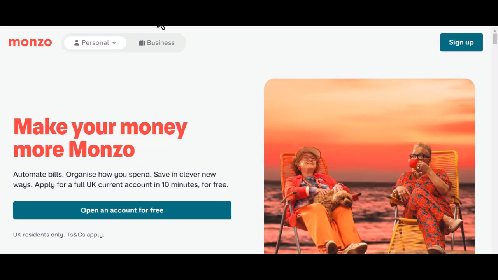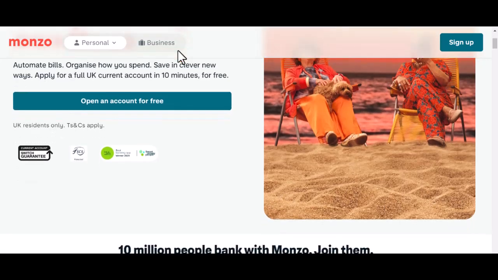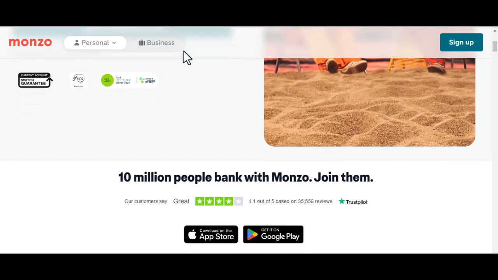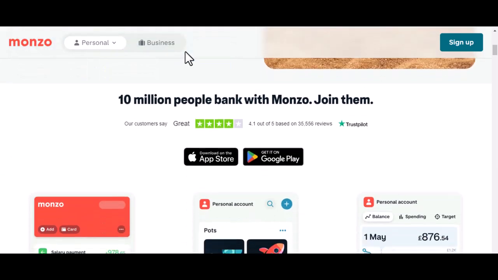So, you've got a Monzo account and you're wondering if you can send US dollars, USD, to it. It's a common question, and the answer might surprise you. Understanding Monzo. Before we dive into the specifics, let's quickly recap what Monzo is. It's a UK-based digital bank known for its sleek app, fee-free spending abroad, and a few other handy features.